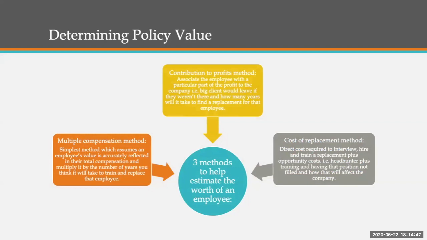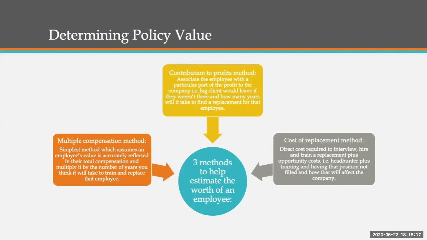There are three methods to help estimate the worth of an employee. One of them, the most common and simplest one, is the multiple compensation method, which assumes the employee's value is accurately reflected in their total compensation. Then you multiply it by the number of years it will take to train and replace that employee. Right, so they make 100,000. It's going to take 2 years to replace them and get someone trained and ready to go and rocking like they were. Then you're looking at a $200,000 policy.